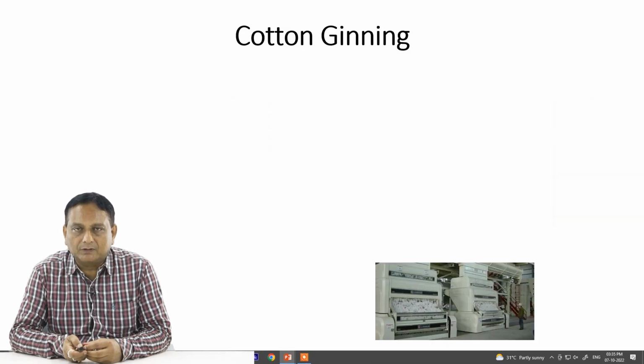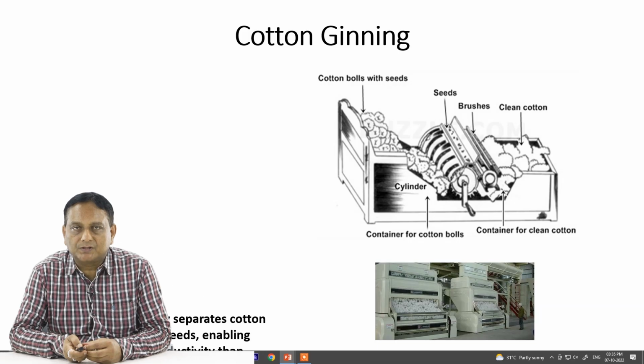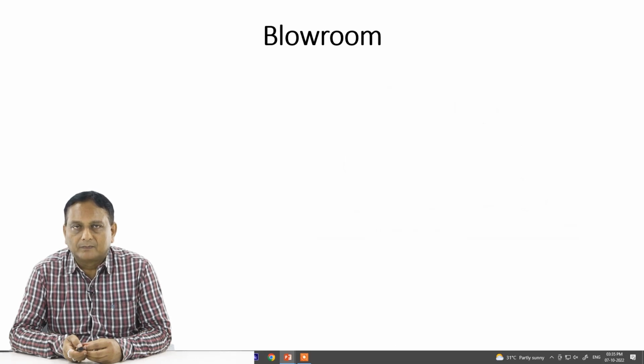Now let us start with the first operation, called cotton ginning. These are the schematic view and the photograph of the ginning operation, and what does it do? What is the objective of cotton ginning? Let us see. Cotton ginning quickly and easily separates cotton fibers from their seeds, enabling much greater productivity than manual cotton separation.